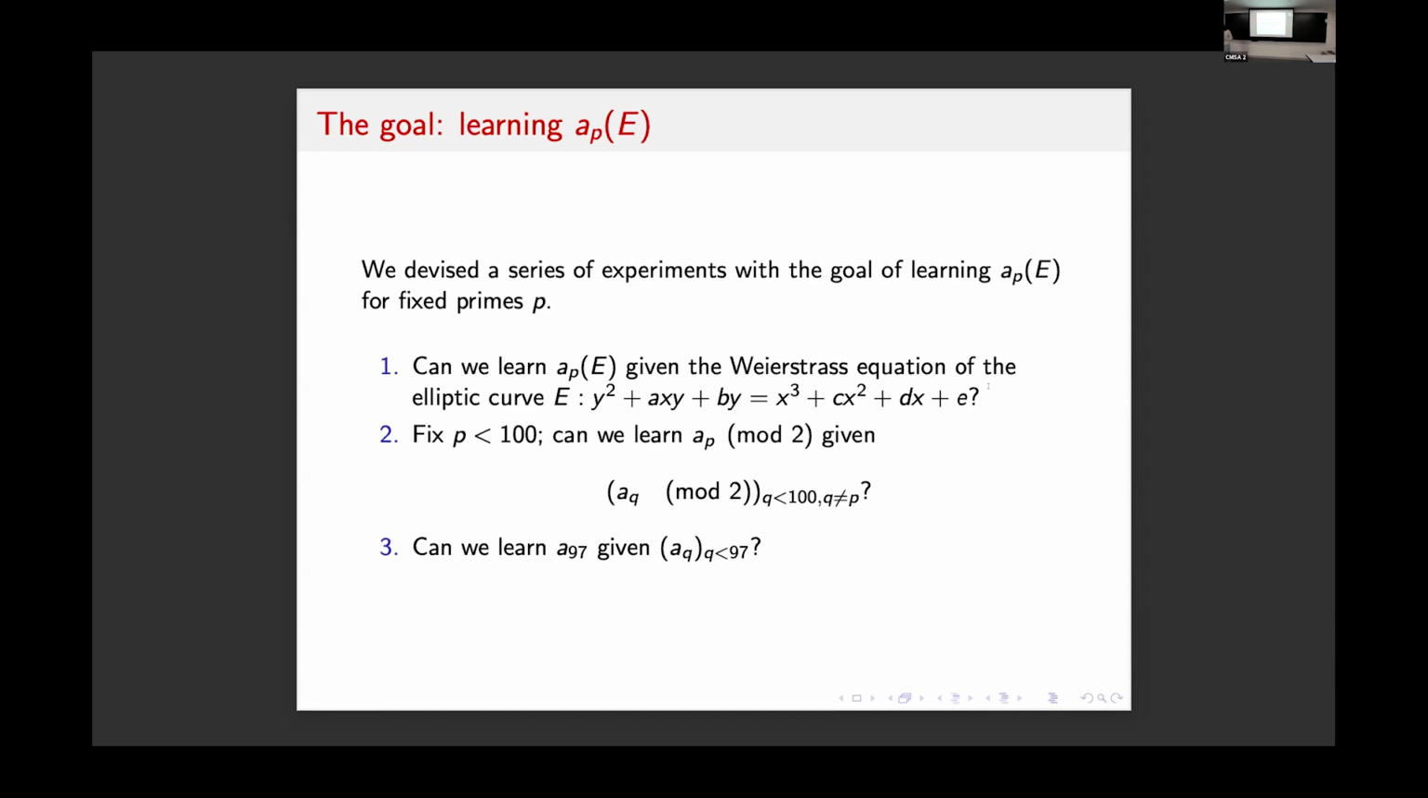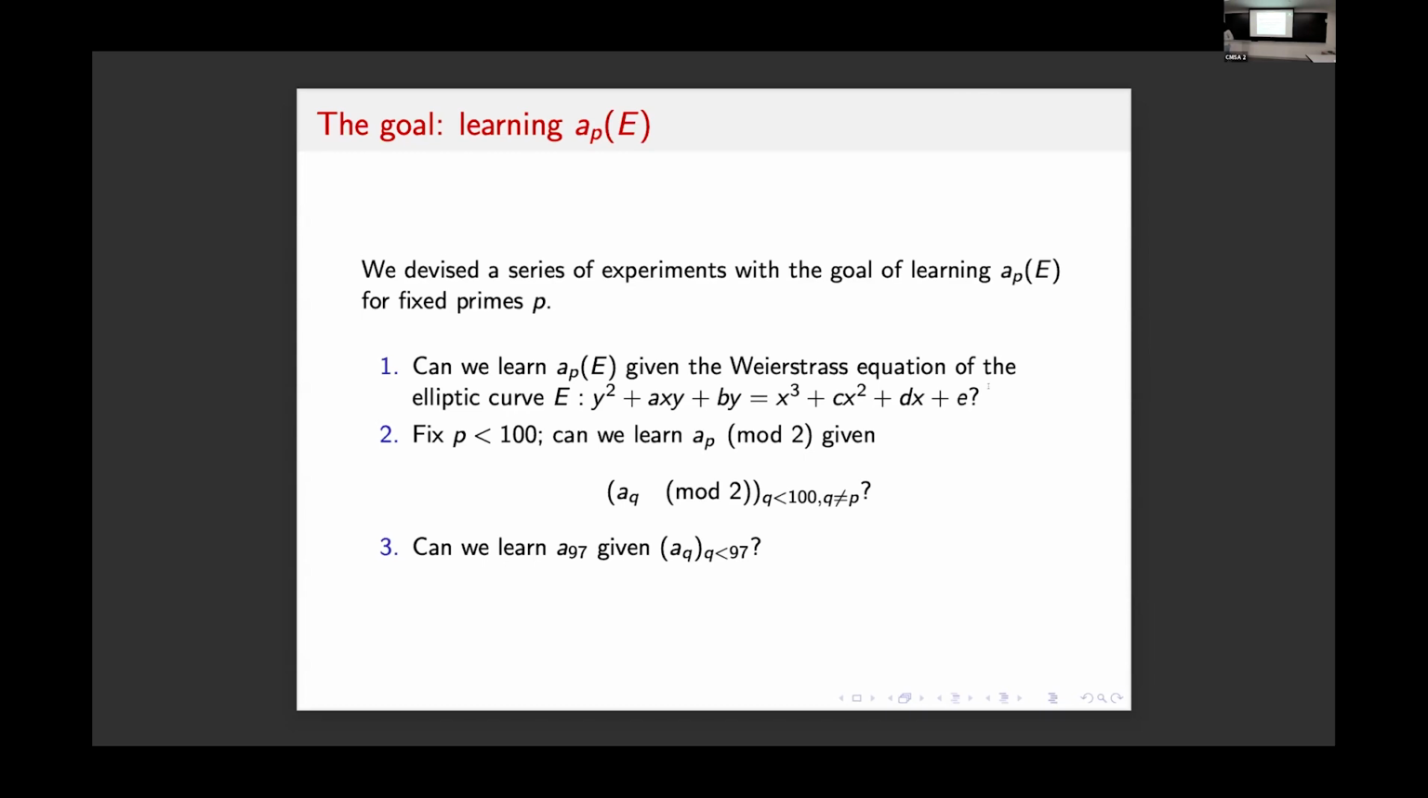The other class of experiments that we ran was, okay, now let's fix a prime P. Can we learn that A_P of E based on nearby factors? We divided this up into two series of experiments. Can we learn the parity, whether A_P of E is divisible by 2 or not? So it's really just a binary classification, also based on whether the other Euler factors near it are divisible by 2 or not.